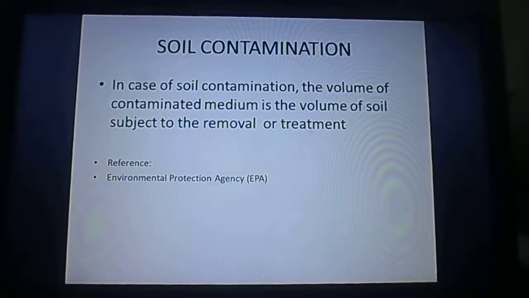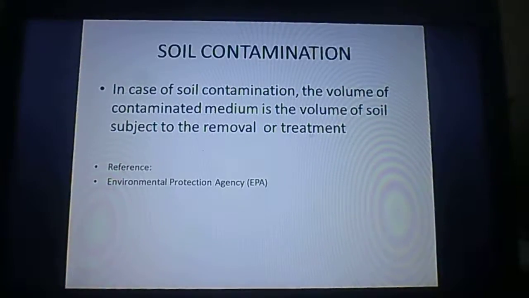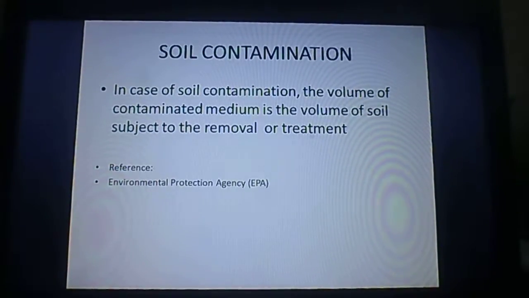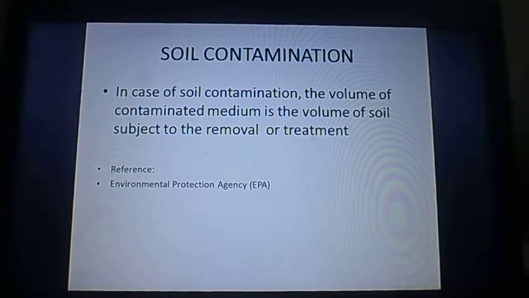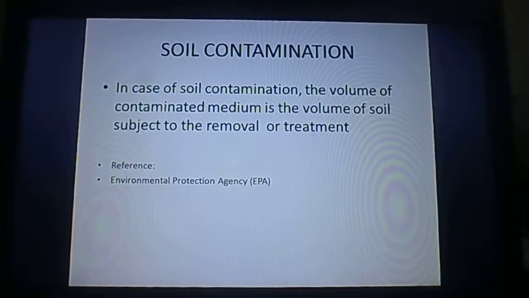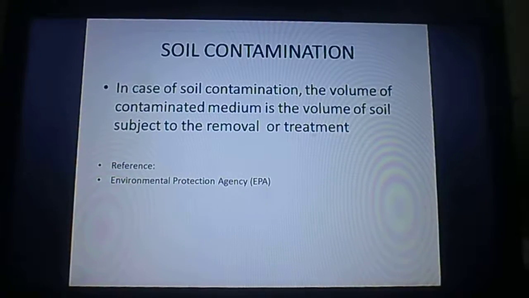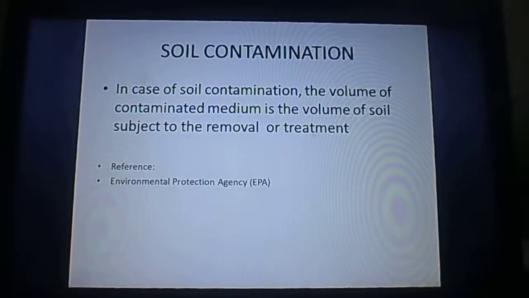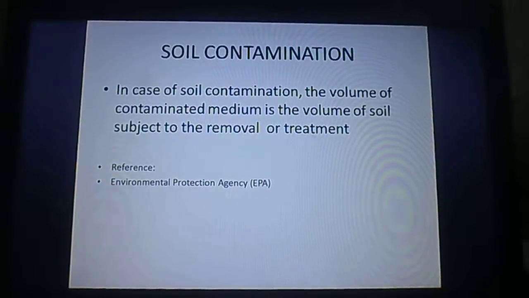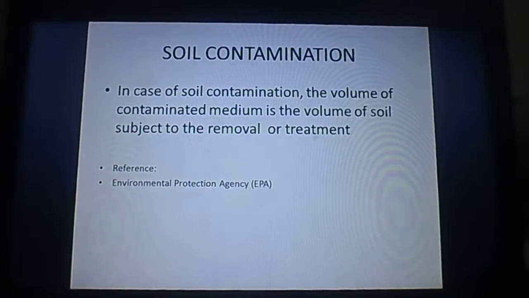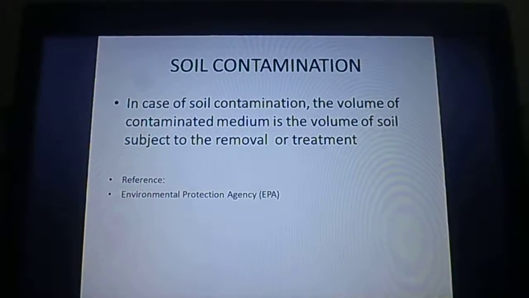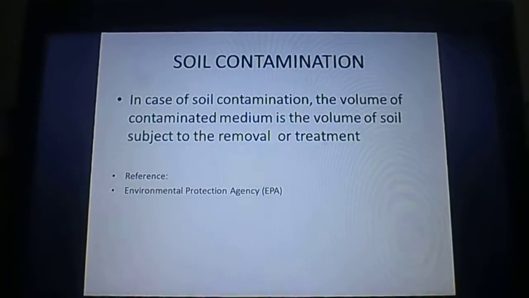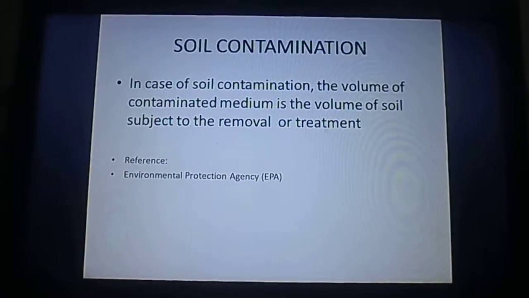Earlier, a linear programming model of an ecosystem was presented. Among the constraints is the pollution constraint. That which was contaminated may be the solid environment, particularly soil. In case of soil contamination, the volume of contaminated medium is the volume of soil subject to the removal or treatment.